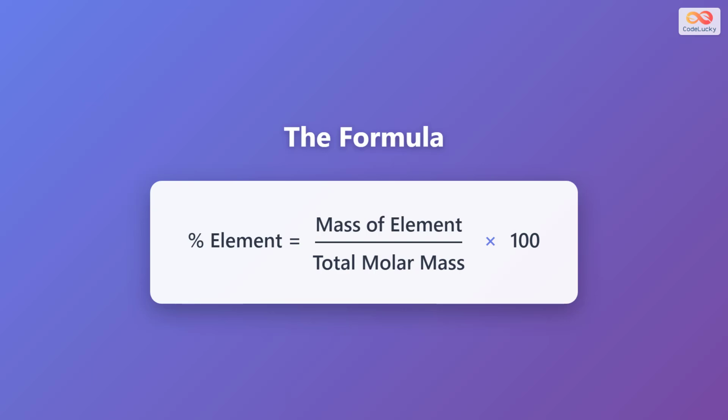To calculate percent composition, we use a simple formula. The percent of any element equals the mass of that element divided by the total molar mass of the compound, multiplied by 100. This formula gives us a percentage value that represents how much of the compound is made up of that particular element.